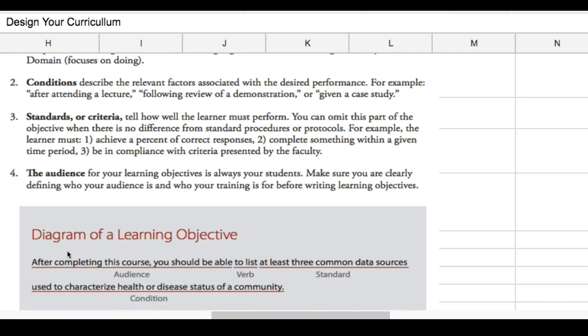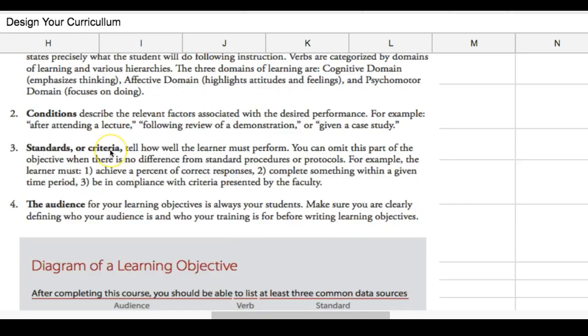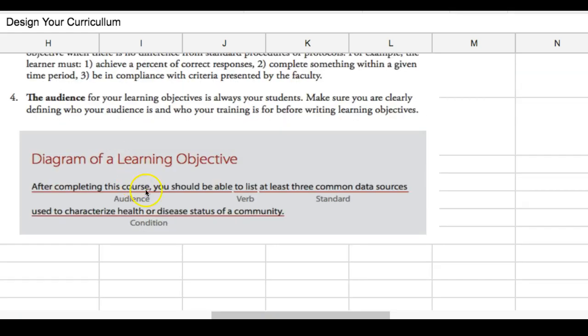So let's look at an example. After completing this course, you should be able to list at least 3 common data sources used to characterize health or disease status of a community. Let's look at how these 4 criteria fit in here. We have our action verb right over here, to list. Our audience, in this case you could perhaps have more descriptive terms, right? Then we say at least 3 common data sources.